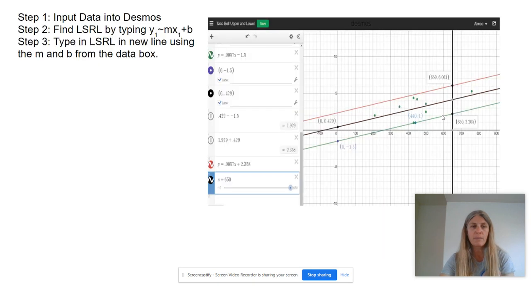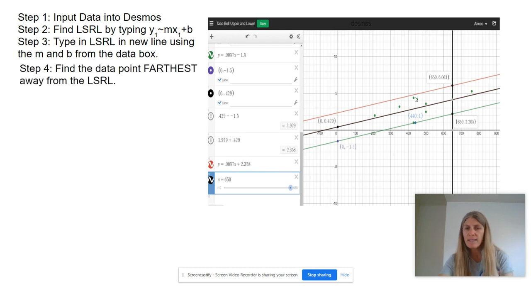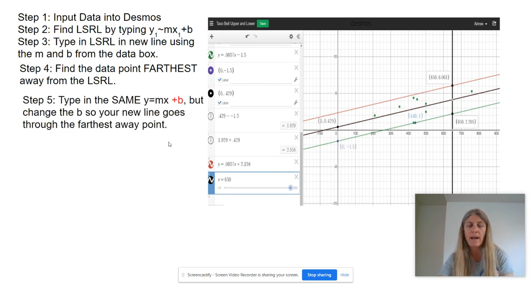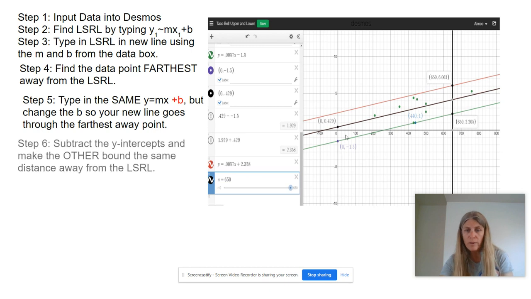Now, these are all of the steps that we go through, step by step. We input our data in Desmos, we find the LSRL, and we type it into the new line. Then we find the data point furthest away, which is this one right down here, 441. And like I said, I'll walk you through this on Desmos. We're then going to write y equals mx, the same slope, and then we're going to change the intercept until it goes through that point, which is the furthest away point from the least squares regression line.